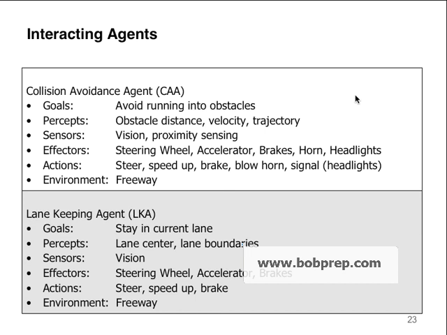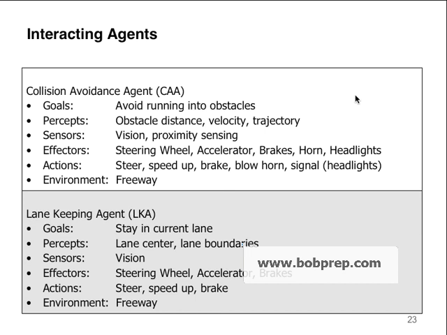So just to briefly go through the collision avoidance example, if I were to say, how are you going to avoid collisions? Well, okay, so the goal: avoid running into obstacles. All right? Percepts: obstacles, distances, velocity, trajectory. Everything's coming at me. How am I going to avoid that, or am I going towards that? Sensors might be vision, proximity sensing, which is going to be how you're going to avoid the curb. Actually, you're going to avoid hitting things. It's going to make a loud noise.